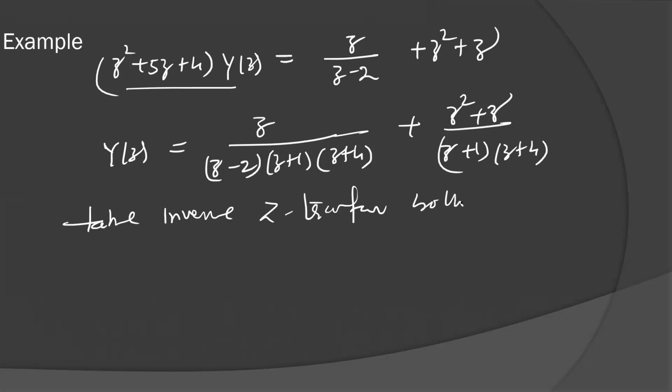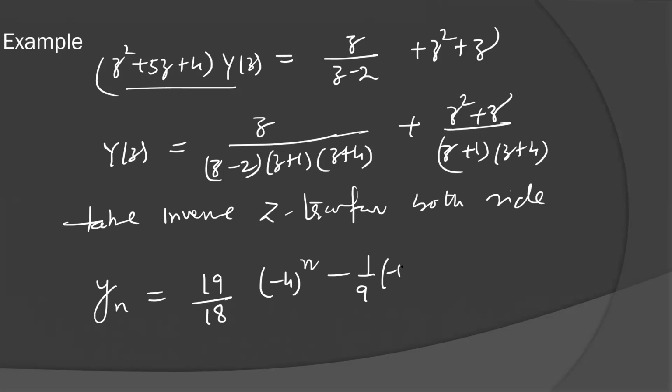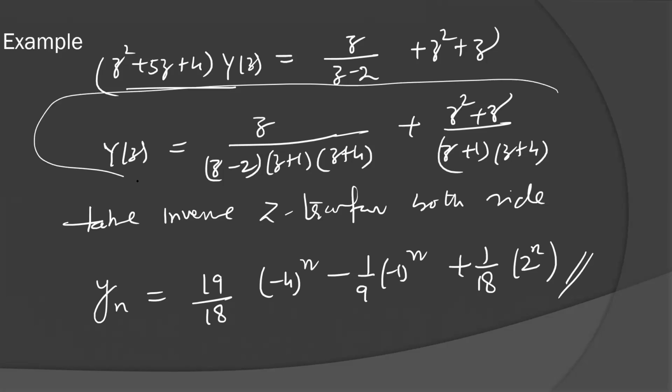Now take the inverse Z transform both sides. You have both methods here. You can use the partial fraction method or the residue method. You will get y(n) equal to, I am directly writing the answer, 19 by 18 times minus 4 to the power n, minus 1 by 9 times minus 1 to the power n, plus 1 by 18 times 2 to the power n. So you can use either method, but this is not an easy job. You have to practice a lot using the residue method or the partial fraction method.